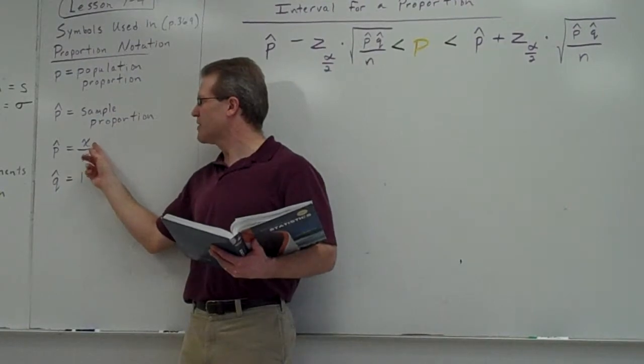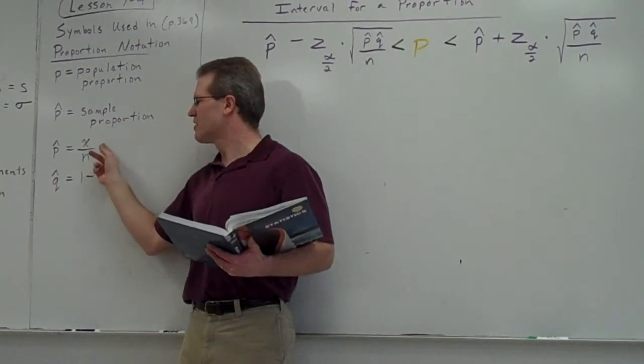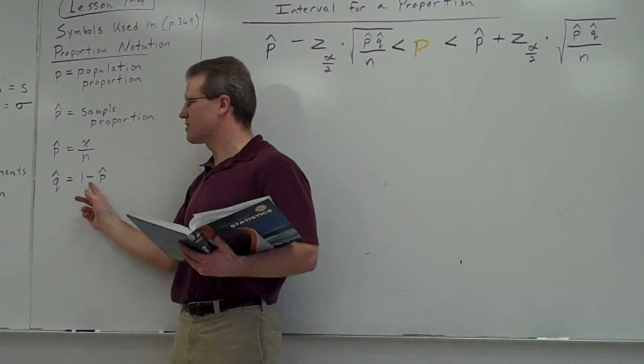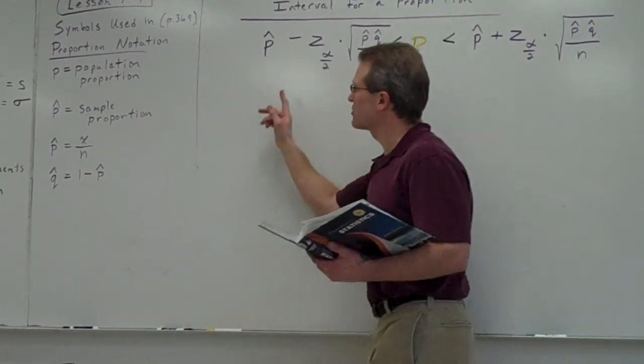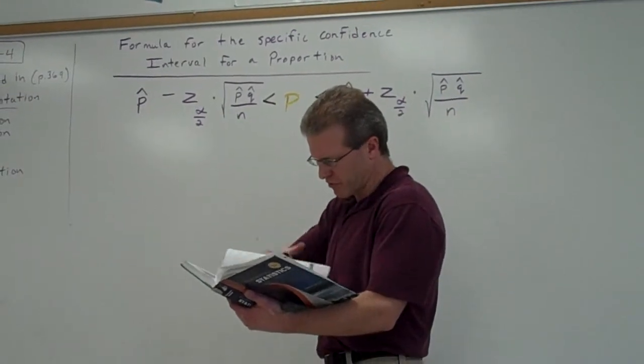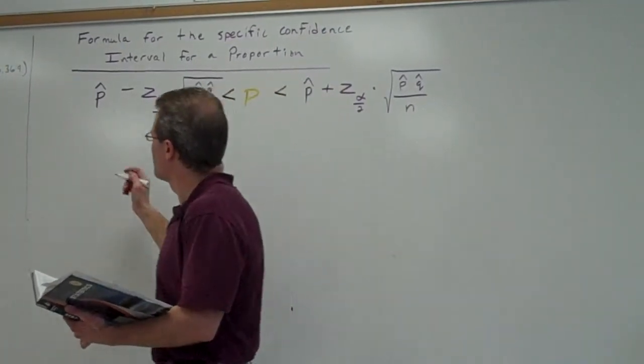So to get P hat, you take X divided by N. The number of people that use alcohol divided by your total number of people you survey, that would give you your proportion for your sample. Q hat would be 1 minus P hat. All right, let's go to number 5. This is number 5 on page 7.4, which is on page 374.